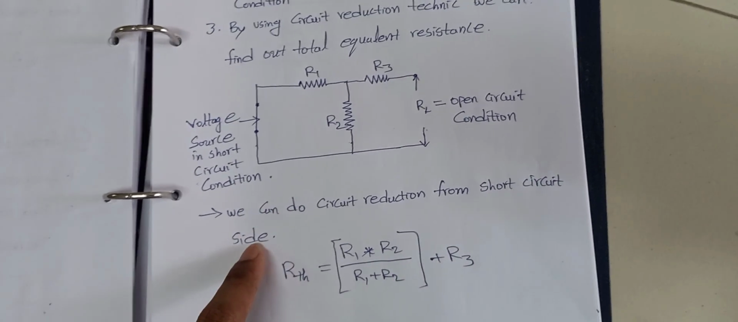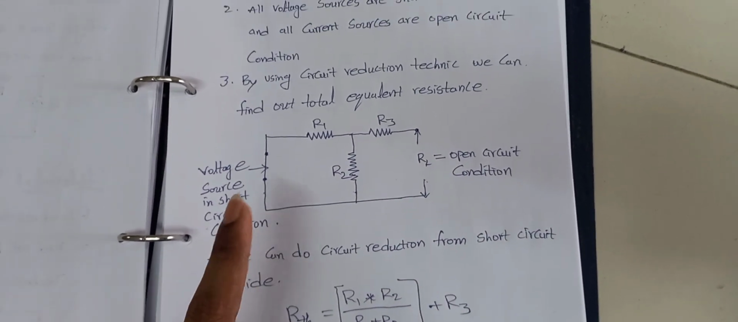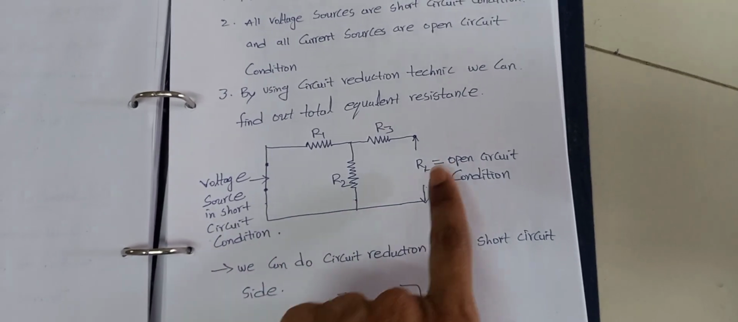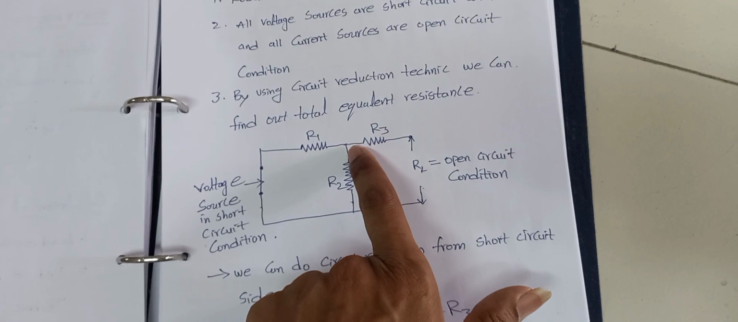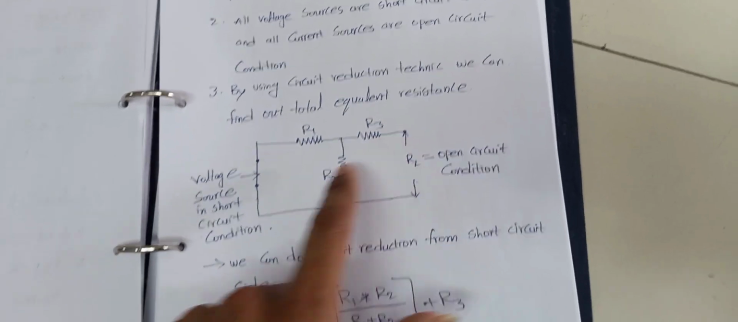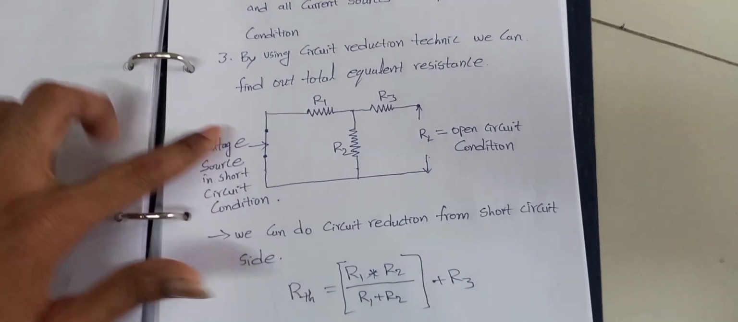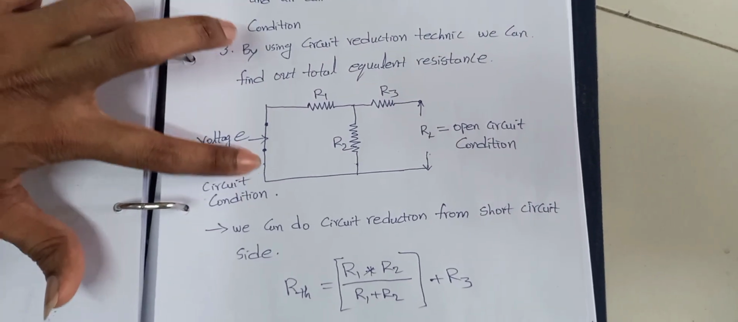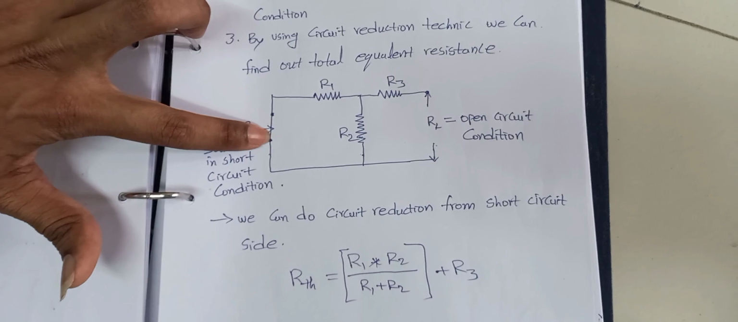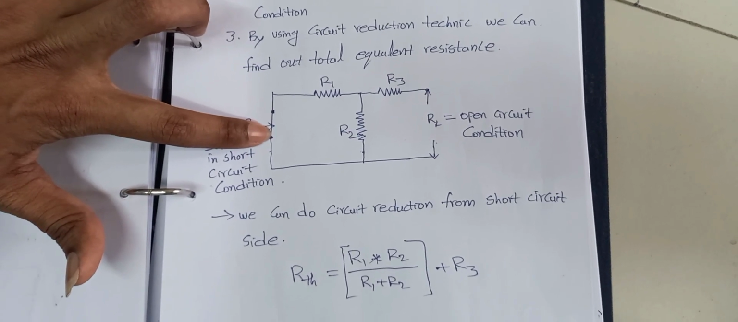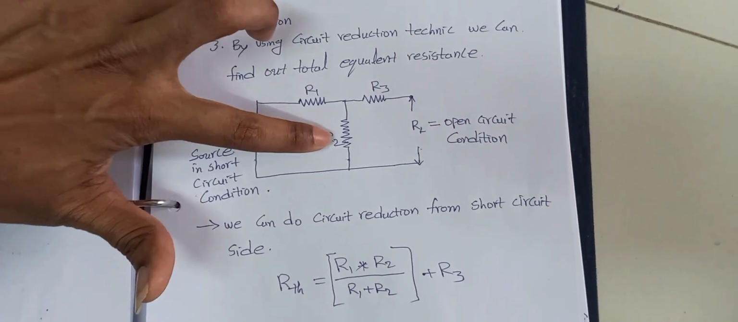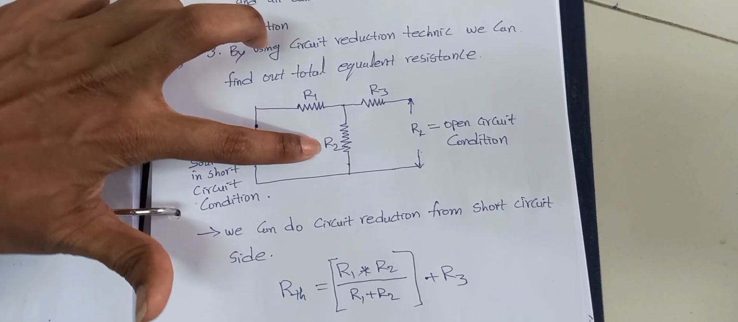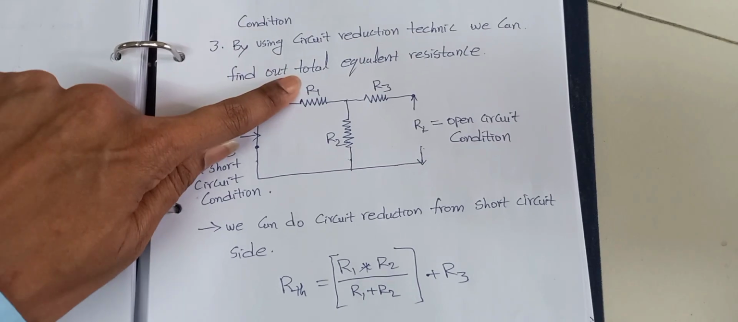So we can take this Thevenin resistance where we have done the short circuit, and from that point of view we can apply the circuit reduction technique. Basically, open circuit means there is no flow of current through this resistance. Is it right? So we can start from here. I have already done short circuit at the source voltage, so from this source voltage we can take the resistance values. These two resistances are in parallel, so that's why I have taken R1 into R2 by R1 plus R2.